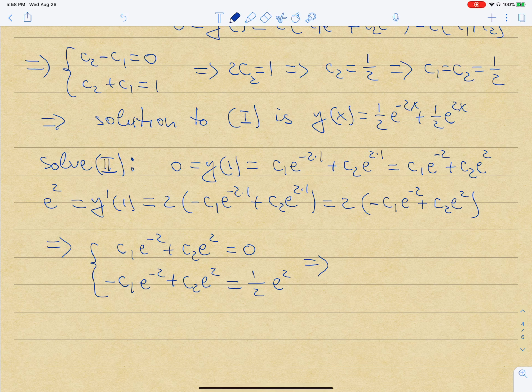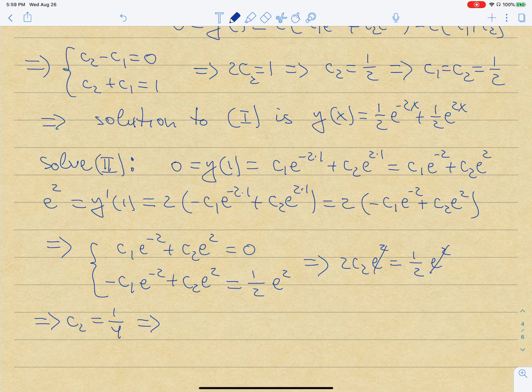So therefore, if I add the equations just like I did in the previous example, I'm going to get C1 will cancel out, and I'll have 2C2 e squared equal to 1/2 e squared. E squared goes away, and so therefore C2 is equal to 1/4.